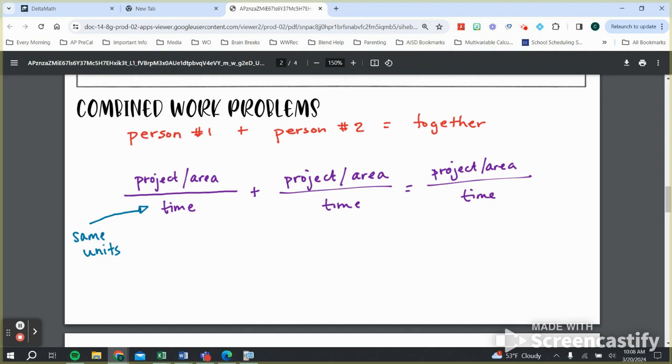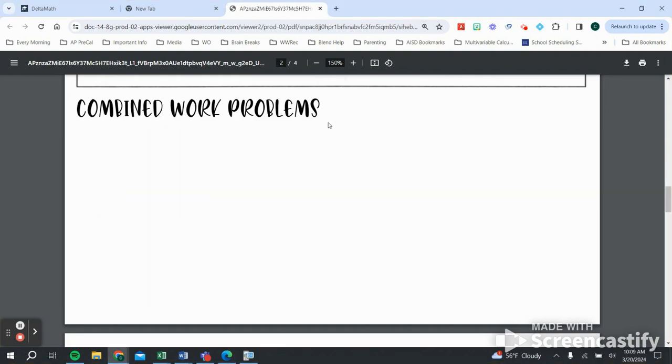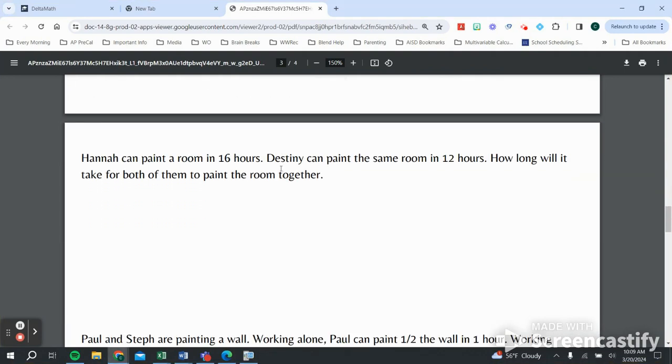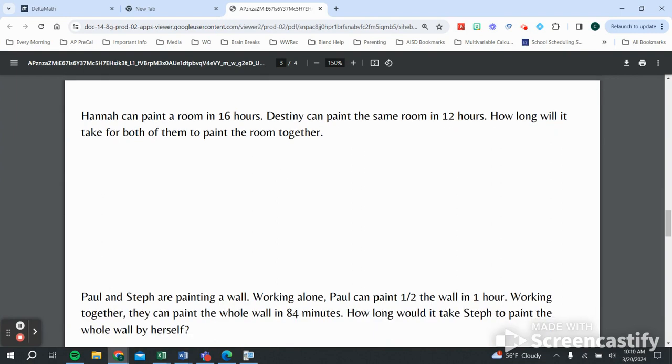Okay, so let's look at our first problem. It says Hannah can paint a room in 16 hours. Destiny can paint the same room in 12 hours. How long will it take for both of them to paint the room together? Well, logically, it should take less than 12 hours, because if Destiny alone can do this in 12 hours, together they should be able to finish this more quickly.